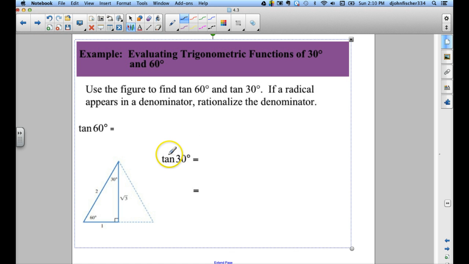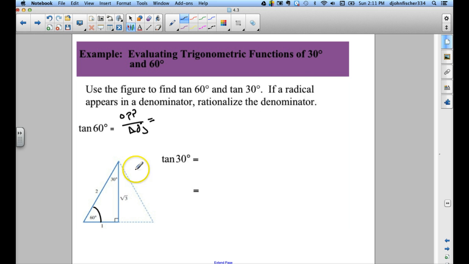Now use the figure to find the tangent of 60 and the tangent of 30. Notice there are two different angles here we're going to work with. So let's do tangent of 60. Here's my 60-degree angle. Tangent is opposite over adjacent. So opposite 60 is square root of 3, over adjacent is 1, so it'll be square root of 3.